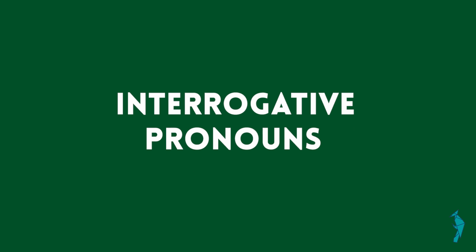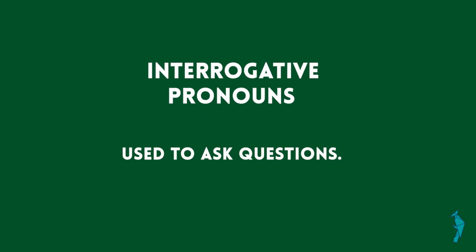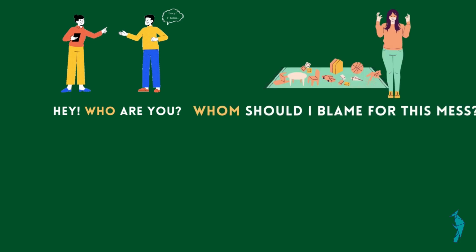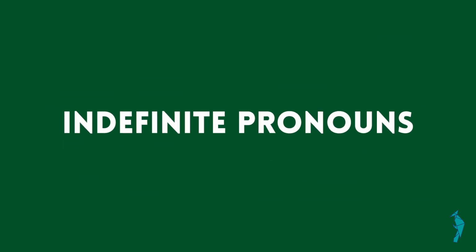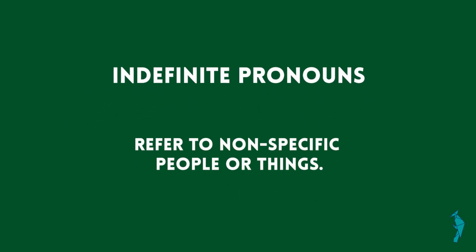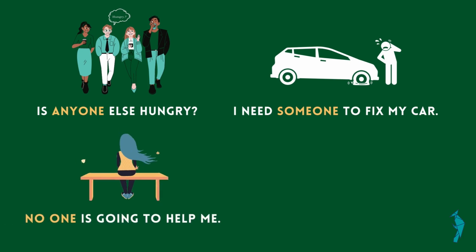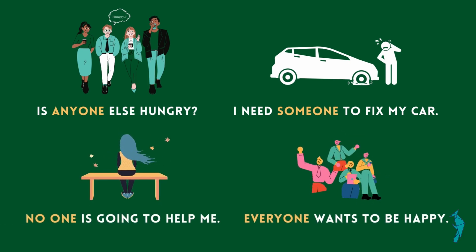Interrogative pronouns are used to ask questions. Examples include who, whom, what, which. Indefinite pronouns refer to non-specific people or things. Examples include anyone, someone, no one, everyone.